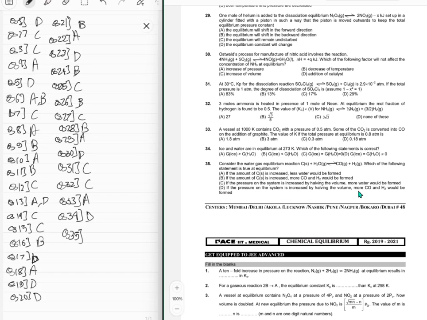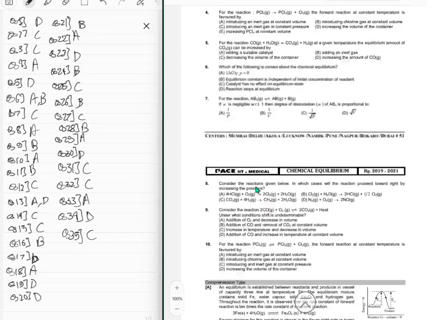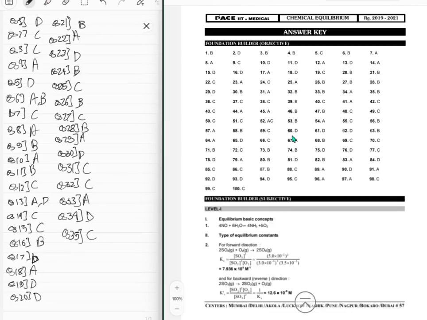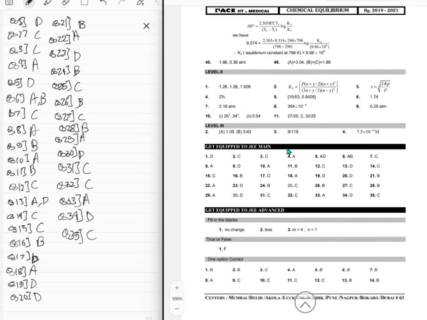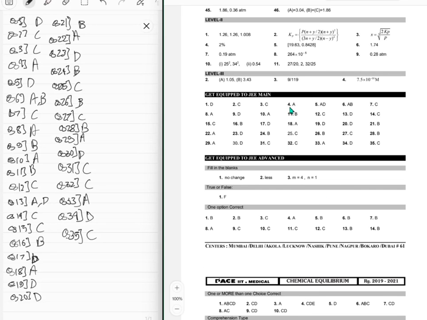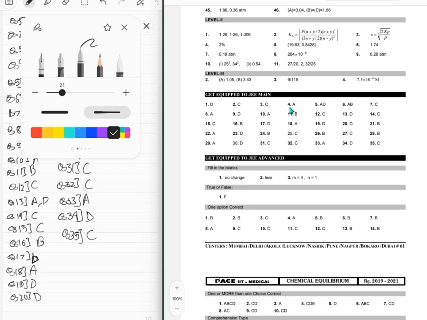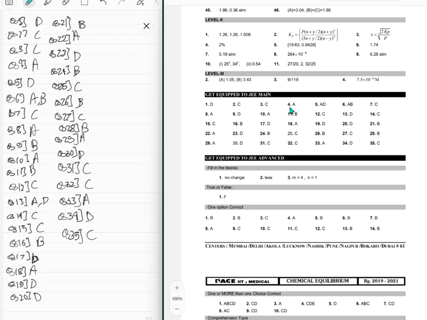If the pressure of the system is increased by halving the volume. Okay, no, D is incorrect, so C is the way to go. Cool, let's check. So now we won't be getting that. Okay. So first D, second C, third C, fourth A, fifth A and D. Okay, we'll see what that is.